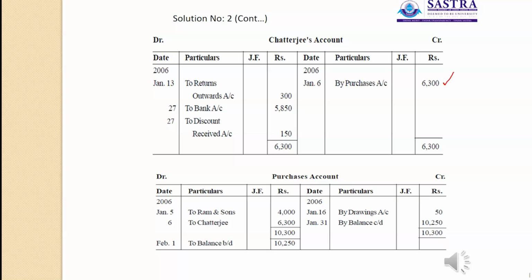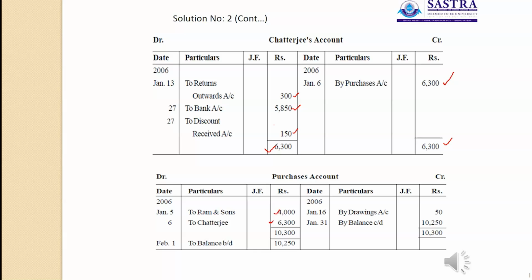Then next to Chatterjee account. January 6th, by purchase account 6,300. To return outwards rupees 300. To bank account 5,850. To discount received 150. So the total is 6,300. So the Chatterjee account will be settled. So there is no balance here.